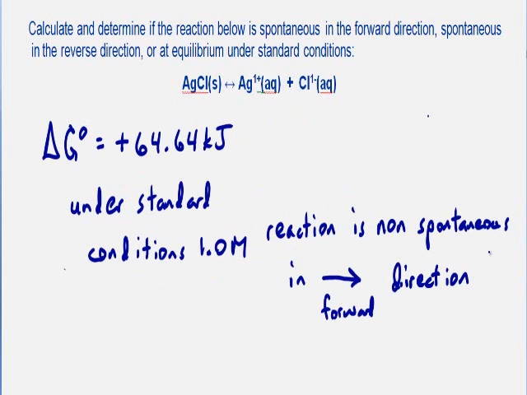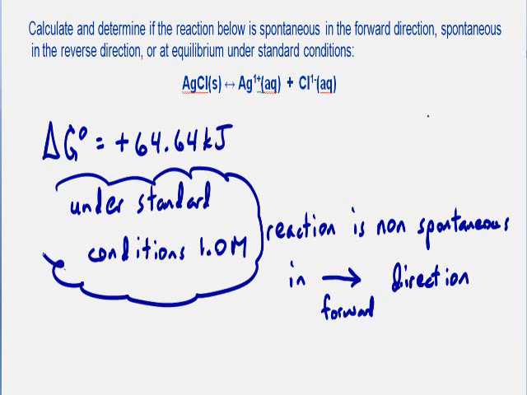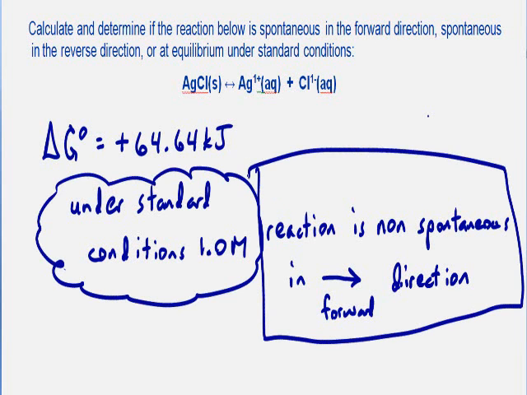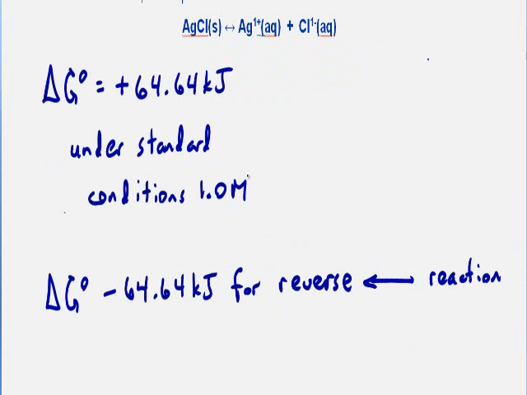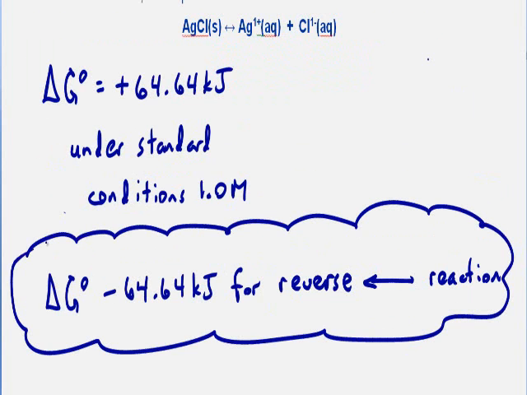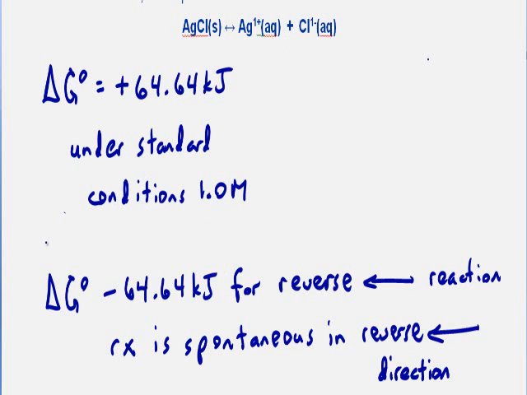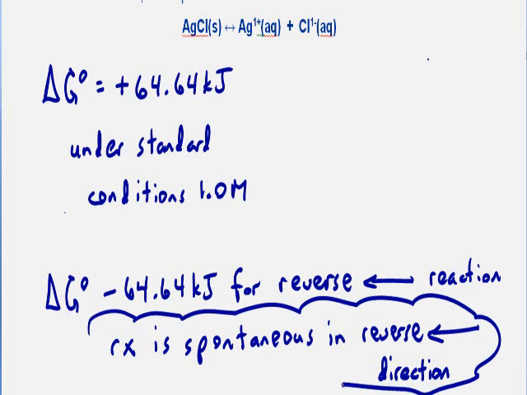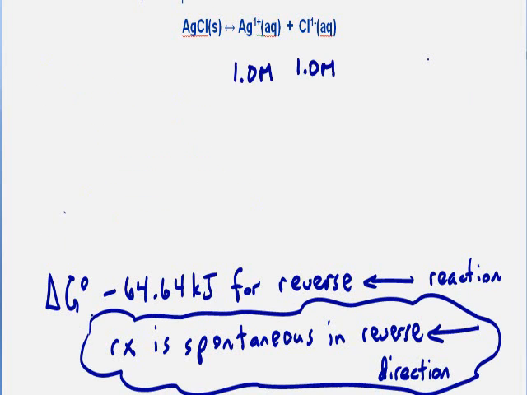Now what this tells us is that under standard conditions, when the concentrations of the aqueous ions are 1 molar, this reaction is non-spontaneous in the forward direction. However, the positive delta G for the forward reaction means we have a negative delta G for the reverse reaction. What that tells us then is the reaction is spontaneous in the reverse direction under standard conditions.